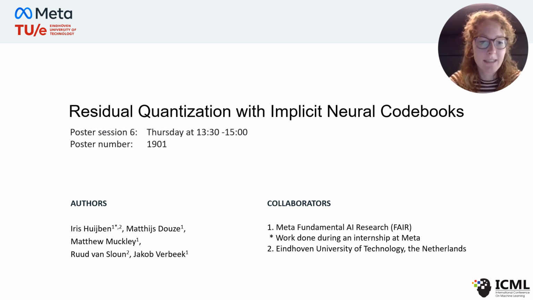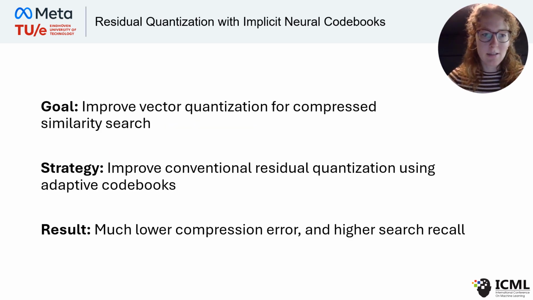Good afternoon. In this video, I shortly introduce you to the work we did in residual quantization with implicit neural codebooks. First, in short, the goal was to improve vector quantization that is used often in compressed similarity search. There you have an incoming query and you want to find a database element, all of them are compressed, that best matches your query.